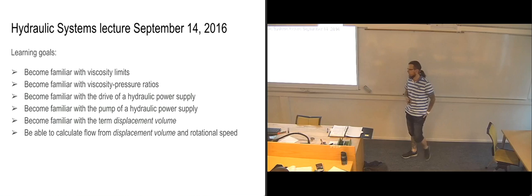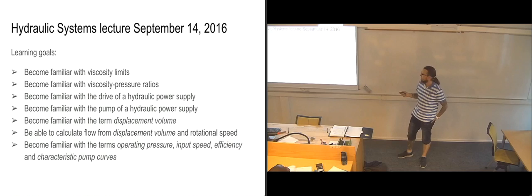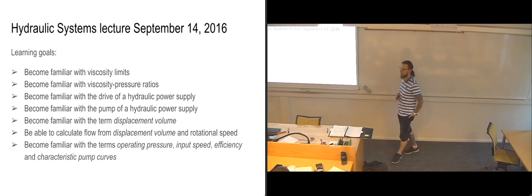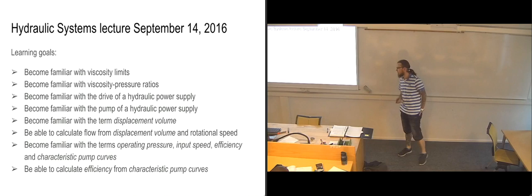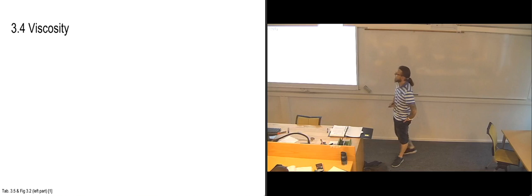And we're going to become familiar with operating pressure, input speed, efficiency, and characteristic pump curves. So that's all to do with the pump, and still we're not done with the pump with it. So we're going to be able to calculate efficiency using the characteristic pump curves. And then we still have more pump to do next lecture. So we'll start off with the viscosity limits.